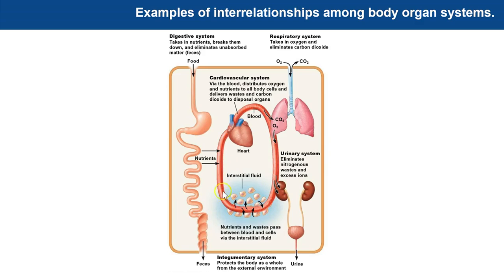And the waste products that we have inside of our blood are eliminated by our urinary system through urine. Also, our integumentary system separates our internal environment from the external environment. It protects our body. So in this way you can see how some of these systems work closely together.